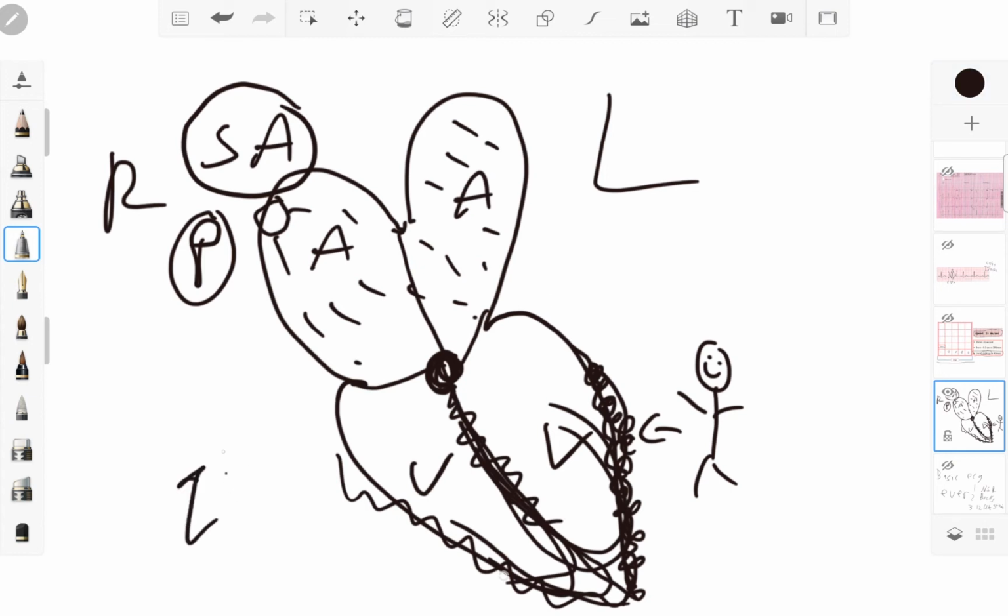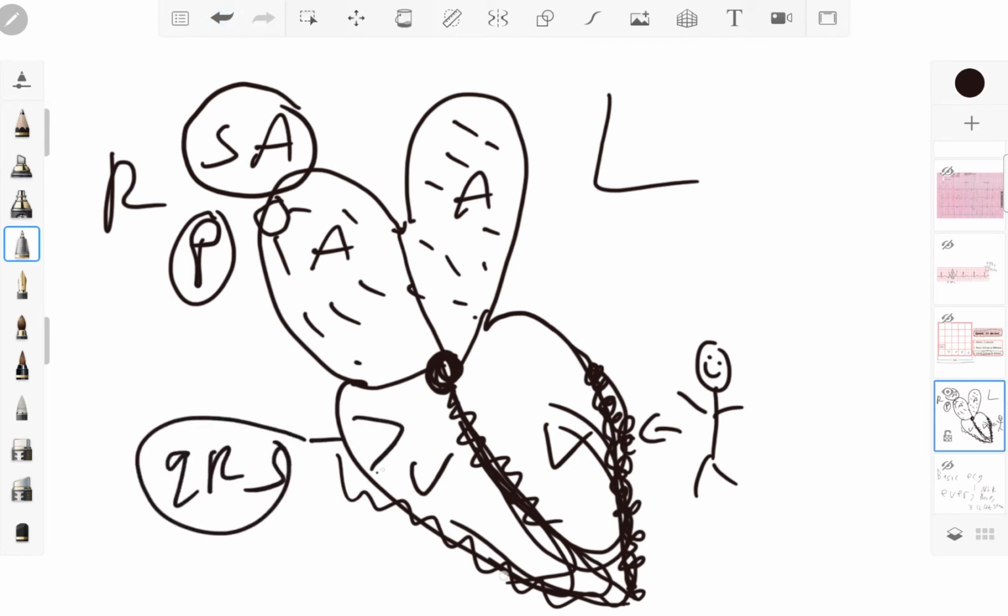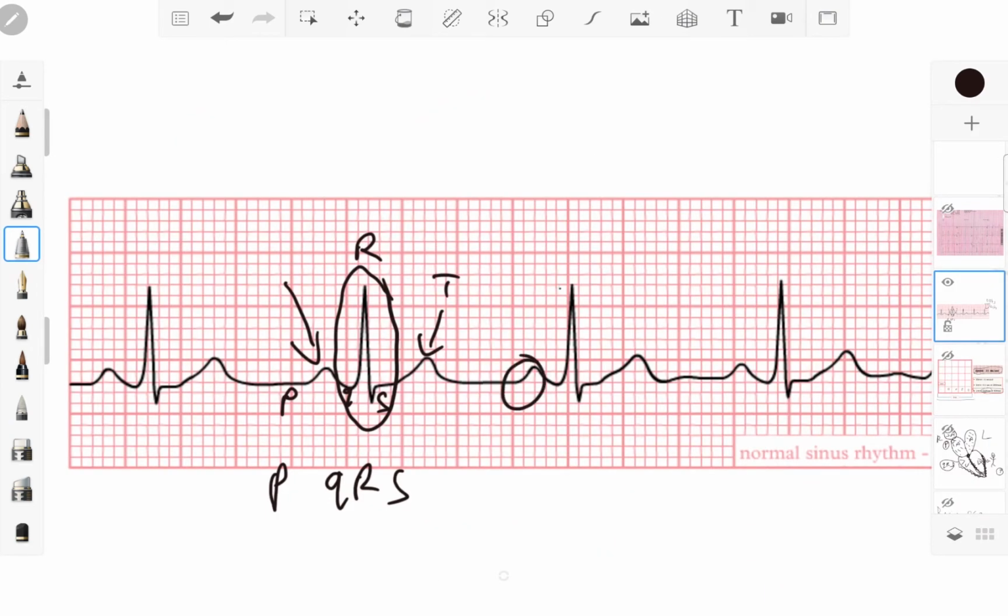So we have your Q, well, I can't write. QRS is your ventricle. And then you'll say, yeah, but now there's a T wave, remember? There's PQRST. The T wave is just the heart getting ready to then contract again. We have a P wave, we have a QRS, and we have a T.